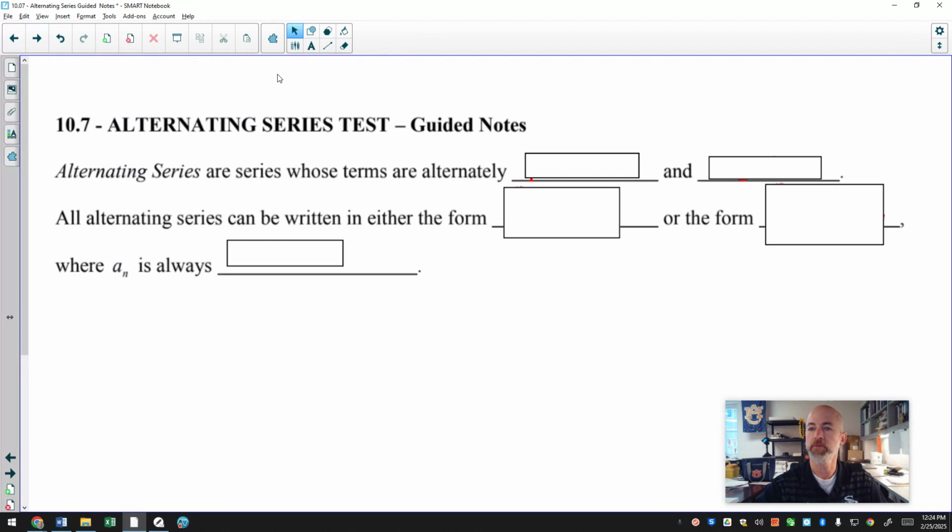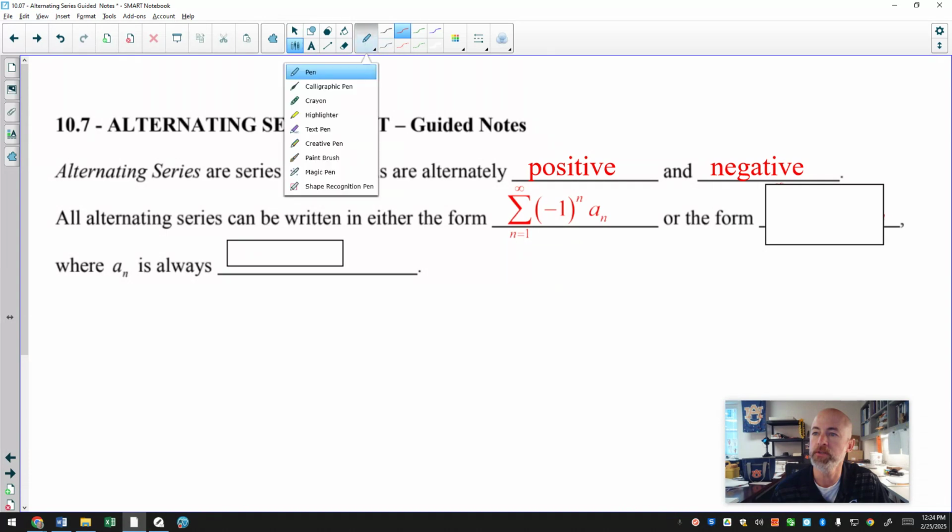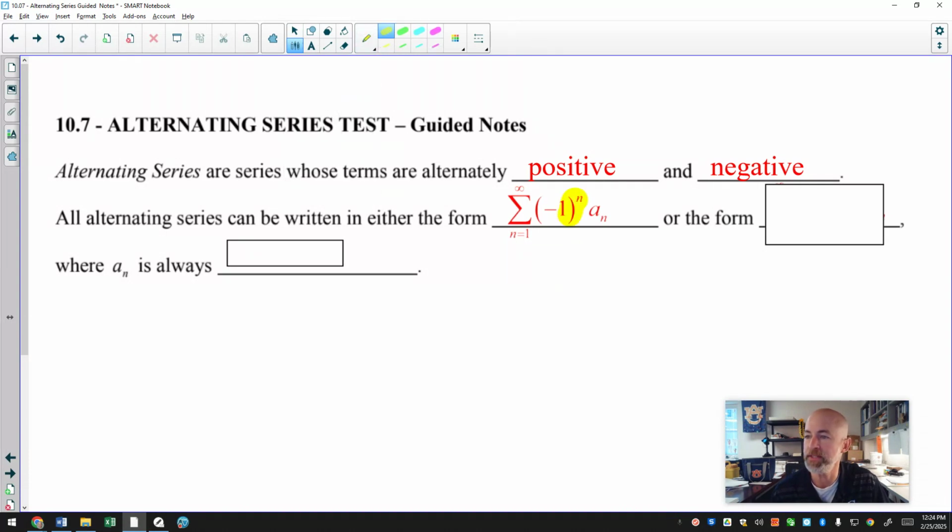And let's go on and talk about alternating series. An alternating series is given that name because the terms of an alternating series swap between positive and negative, and positive and negative, and positive and negative through the duration of the series. And your alternating series can be written in that form. And the key that makes it alternating is this -1 to the n power. That right there is the source of the alternating aspect.